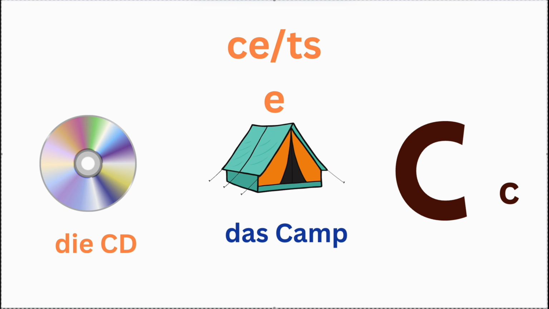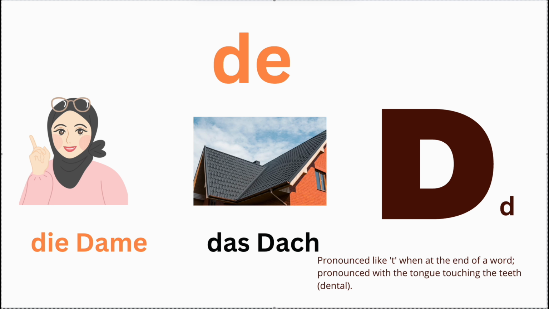C is pronounced "tsay". An example is das Zelt, that's tent. D is pronounced "day". An example is die Ente, the duck. For a while you can ignore der, die, das. These are the German genders. You will learn them in a different video. Das Dach means roof. Die Dame means lady.